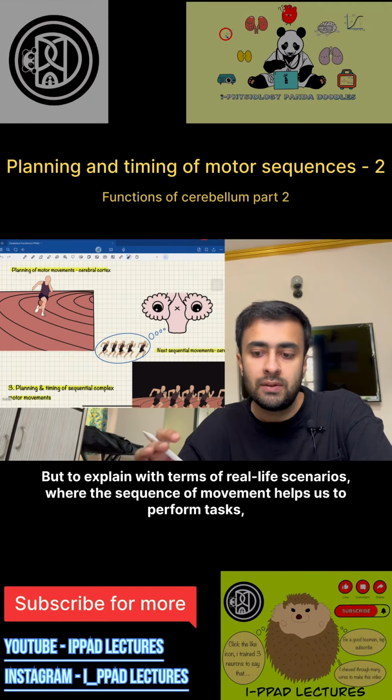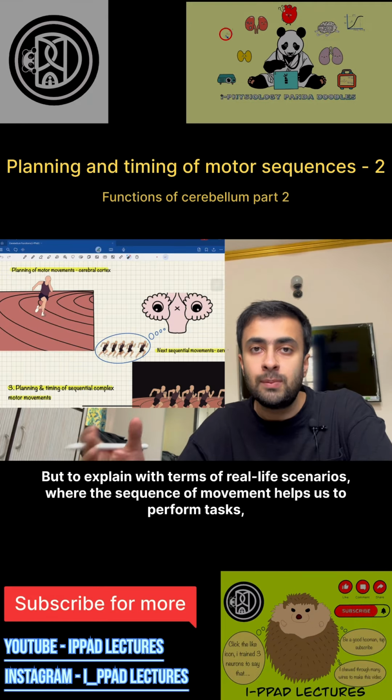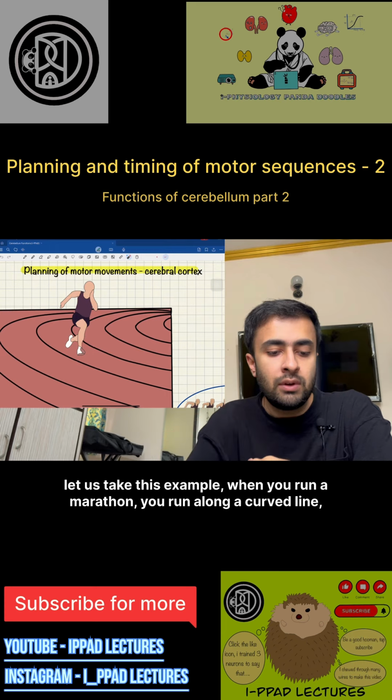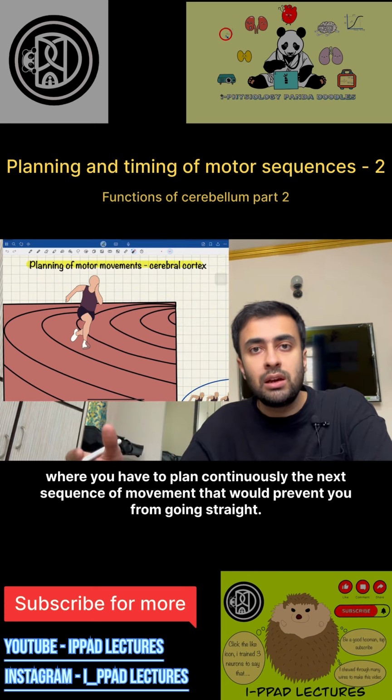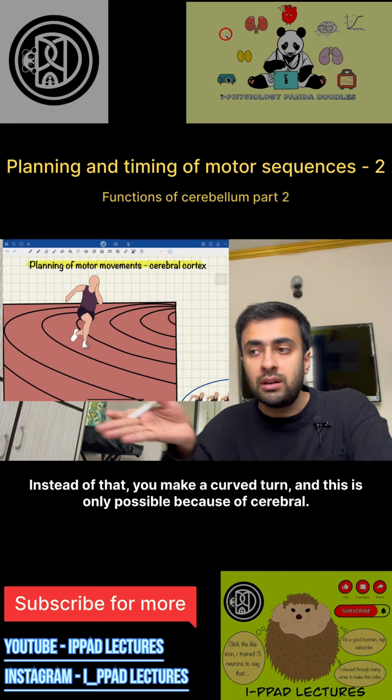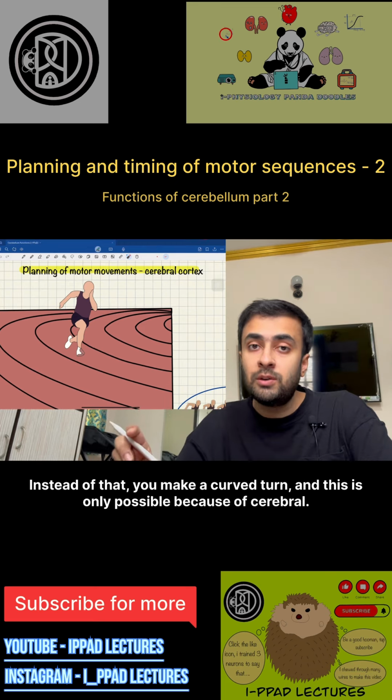But to explain with terms of real life scenarios where the sequence of movement helps us to perform tasks, let us take this example. When you run a marathon, you run along a curved line where you have to plan continuously the next sequence of movement that would prevent you from going straight. Instead of that, you make a curved turn. And this is only possible because of the cerebellum.